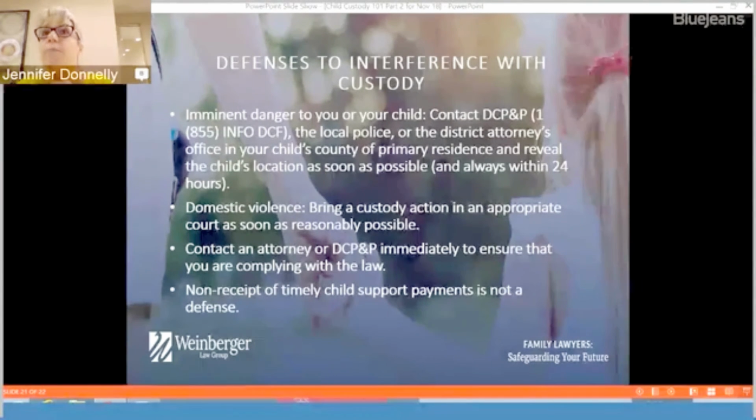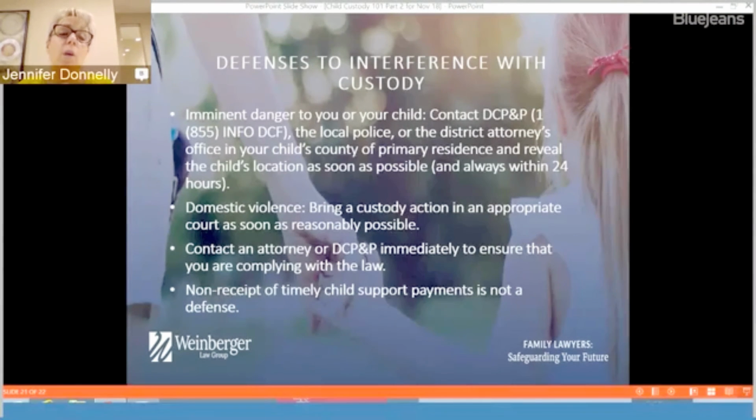Again, it's reasonable to withhold parenting time if there is danger to your child, but you want to absolutely make sure that you're complying with the law. So if you're not sure, talk to a family law attorney or talk to somebody at DYFS.